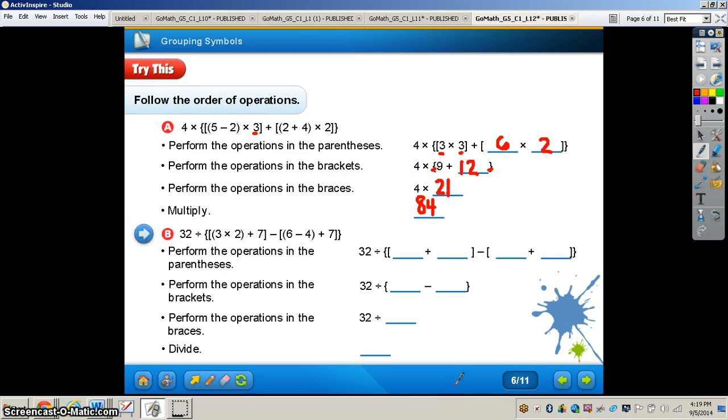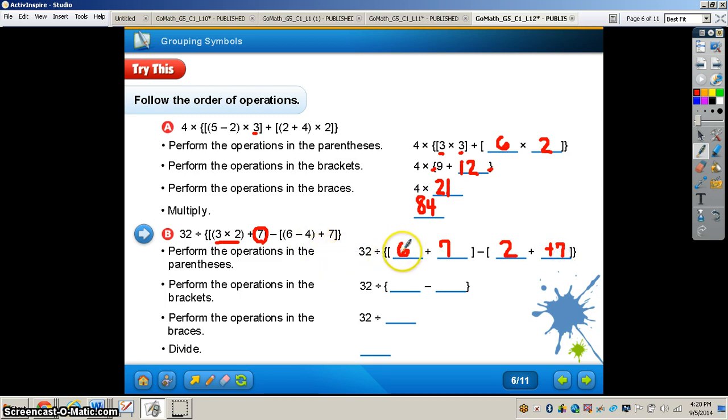Okay, let's take a look at letter B here. We have 32, and 3 times 2 plus 7 minus 6 minus 4 plus 7. So the first thing that we will do, and I want you to do this with me, perform the operation in the parentheses first. So we have 3 times 2. You can see right away that's going to give us 6. We keep the 7 here. 6 minus 4 is going to give us 2. And then add your 7 here. Okay, so we took away the parentheses.